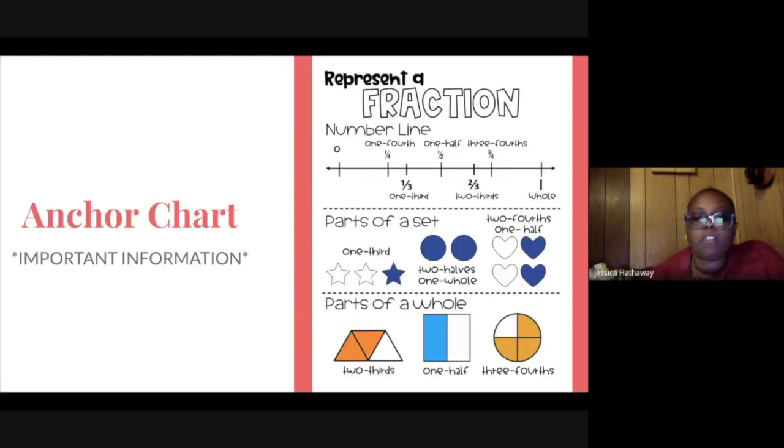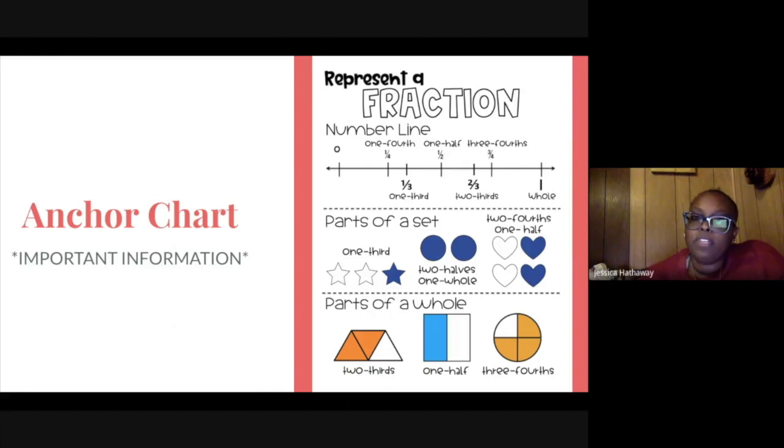This is also an anchor chart. This is very important information. I would suggest screenshotting or pausing and writing this down. So we will be able to represent a fraction using a number line. And on this number line, you can see that it has fourths, it has a half, and it has 3/4.